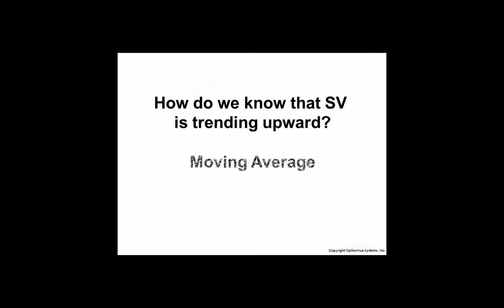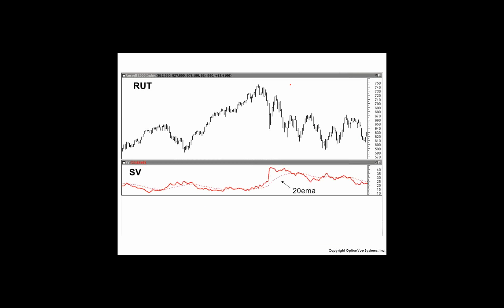How do we know SV is trending upward? We're going to take a very simple moving average and apply it to statistical volatility. So if I went in Metastock and ran the SV line, and slapped a 20-day exponential moving average onto that SV line, I get this nice little look here that's pretty clear. When the SV is above that moving average, it's trending upward. When it's beneath that 20-period exponential moving average, it's trending down. It's very simple. Now, what's my next screenshot?